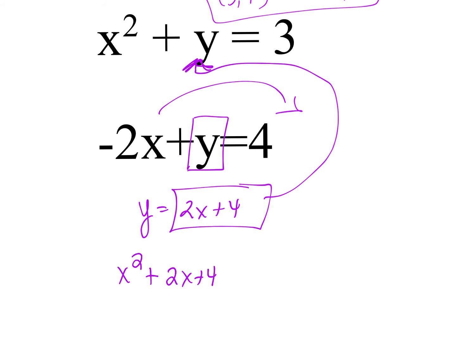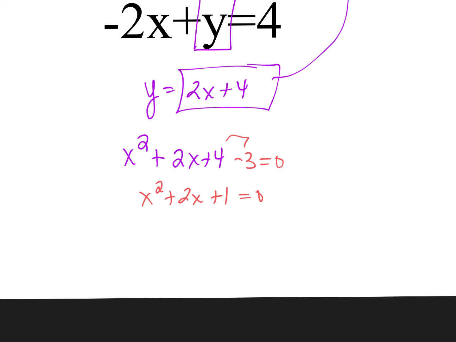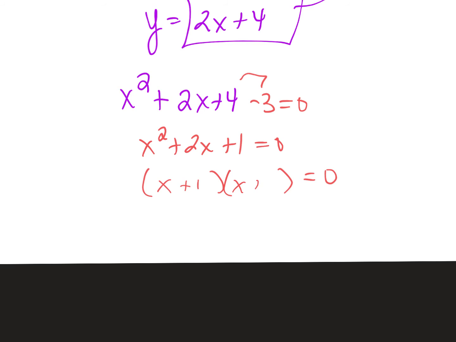And then I know that I'm going to have to move that 3 over, right? So why don't I just do it now? What does that positive 3 become when I move it over? Negative 3 equals 0. So I have x squared plus 2x plus 1 equals 0. So let's factor. What are the factors of 1 that multiply to give me a positive 1, but add to give me a 2? 1 and 1, good. So when you solve these, you get x equals negative 1.